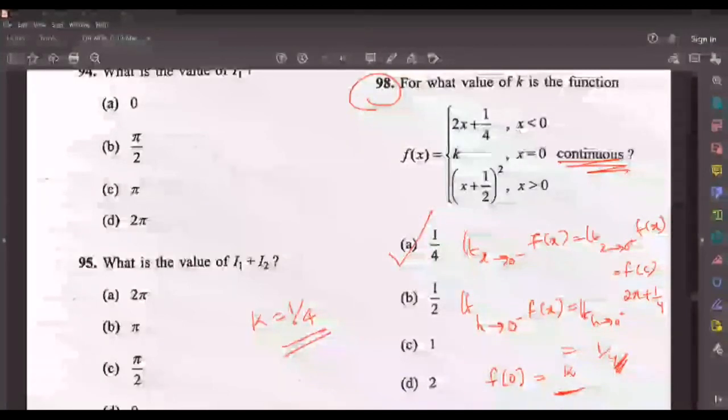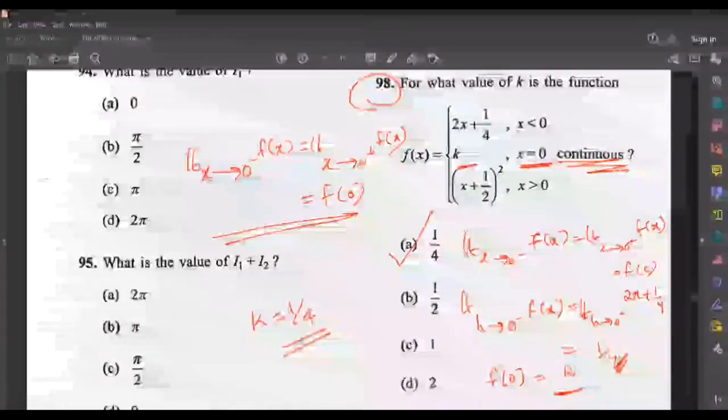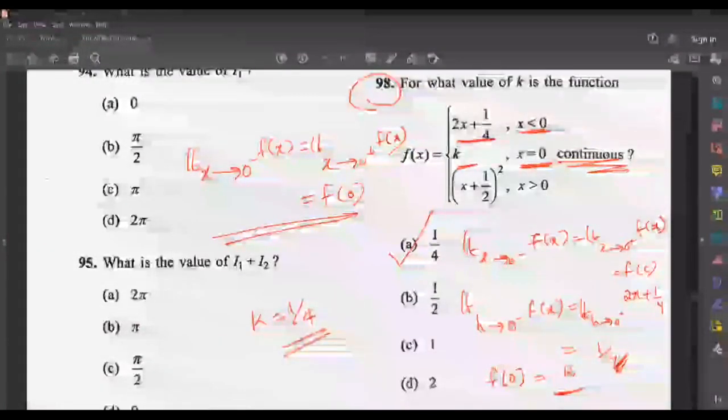Understood? That means if a function is continuous, limit x tends to 0 minus f of x will be equal to limit x tends to 0 plus f of x, that is equal to f of 0. So f of 0 they have given as k. Then 0 minus you will get when you put x as 0 here. So that you got as 1 by 4. So k is equal to 1 by 4. That is the correct answer. Go to the next question.